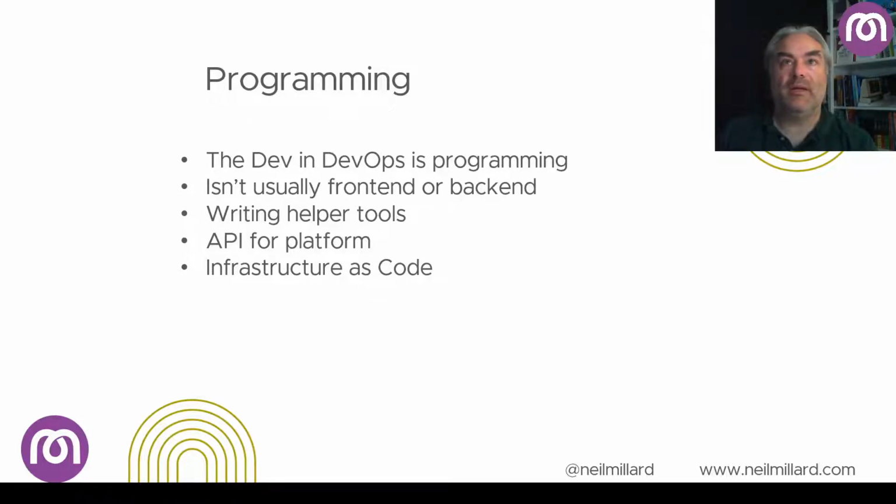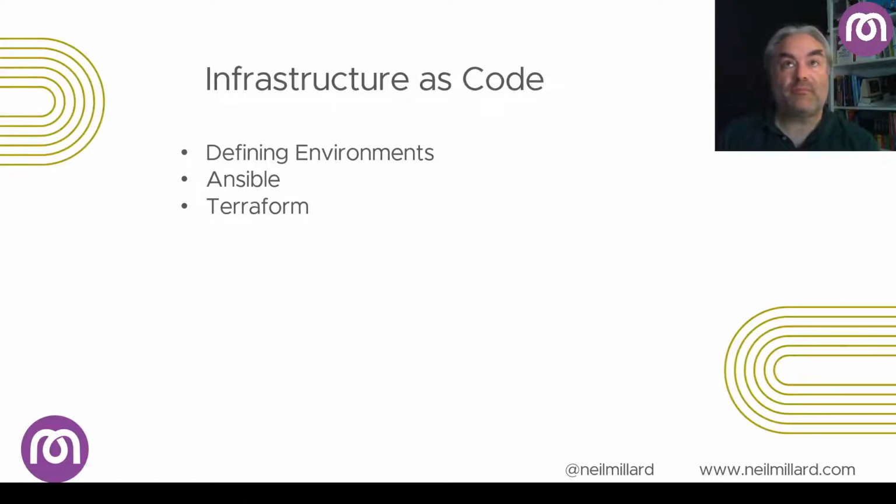So in programming, the dev in DevOps is programming. We're not usually talking about front-end or back-end apps. That's more the developer team. Writing helper tools is where the DevOps comes into its own. So we might be talking about an API for the platform, might be writing infrastructure as code, or maybe command line tools as well. But infrastructure as code is a bit different.